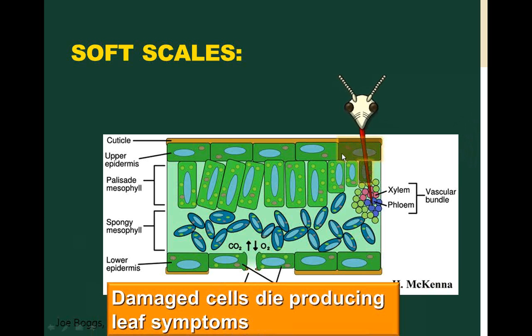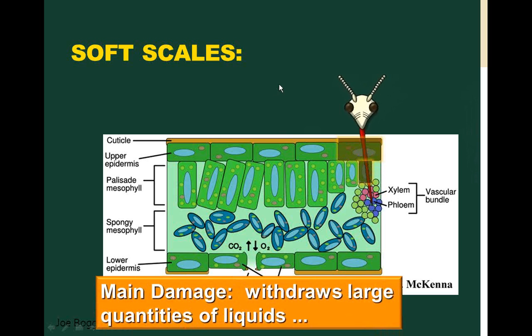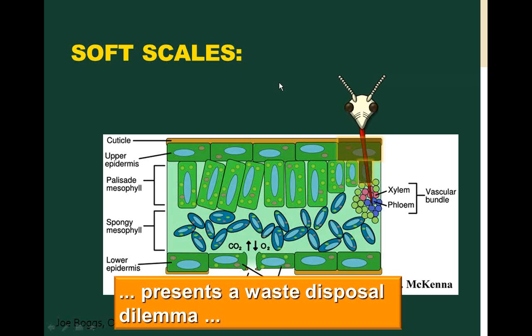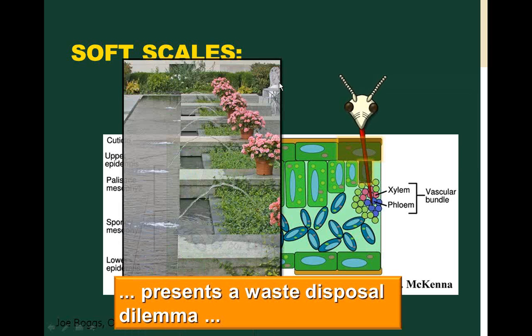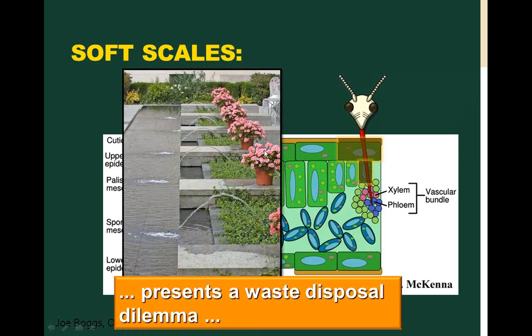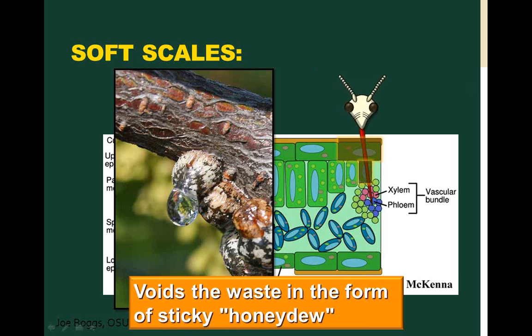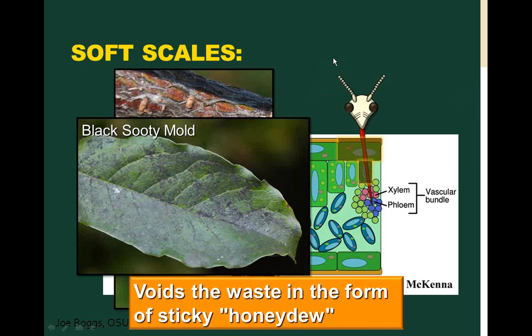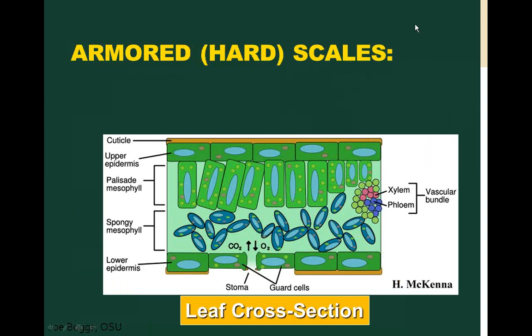And so what they're doing then is, you notice these cells are starting to show some necrosis, and you're starting to see some dieback, but you're not really seeing any chlorosis. So what happens is they draw out large quantities of liquid, and it presents a waste disposal problem, and oftentimes you'll see a lot of the waste falling on plants below. You'll see sooty mold develop, and there's an example of some of the honeydew that basically attracts the ants as well. This will also provide a medium for a black sooty mold fungus that's growing on leaves on that particular plant.